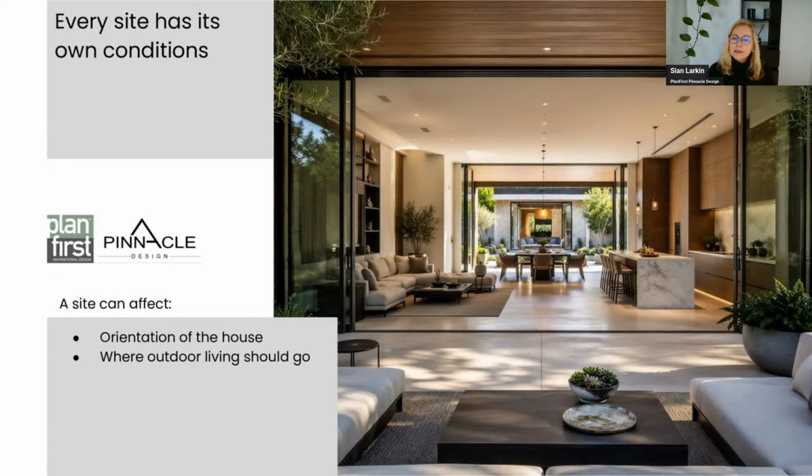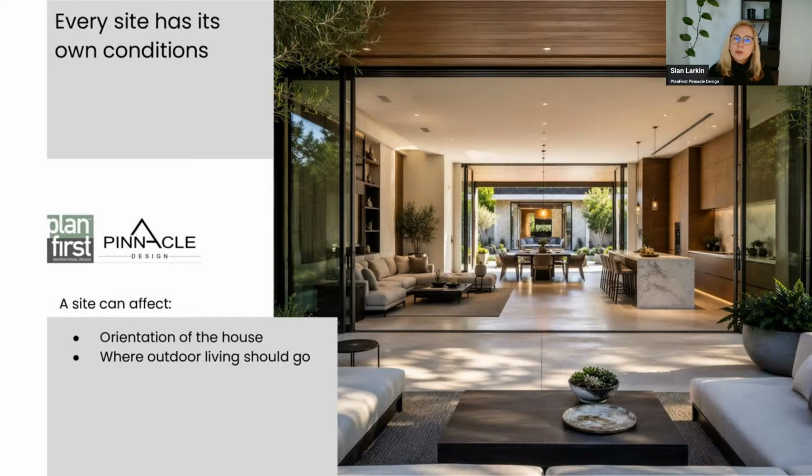The next thing is where your outdoor living should go. So you might have a property with a view, and the view might be orientated, let's say, to the south. So you don't have sun coming in on the southern side. You live in the southern hemisphere, your sun comes from the north.